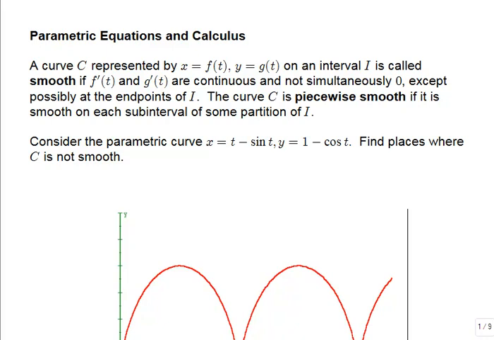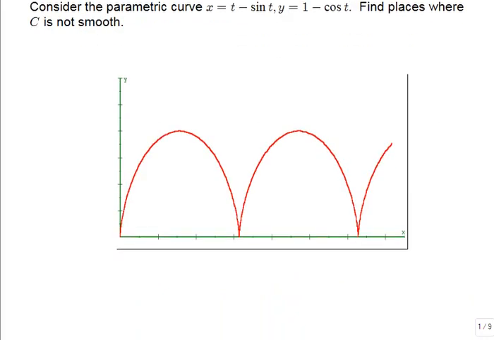We say that a curve C is piecewise smooth if it is smooth on each subinterval of some partition of this interval I. So let's consider the parametric curve x equals t minus sine of t and y equals 1 minus cosine of t. The graph of that looks like this graph right here. And what we want to do is find the places where this curve C is not smooth. This is called a cycloid.